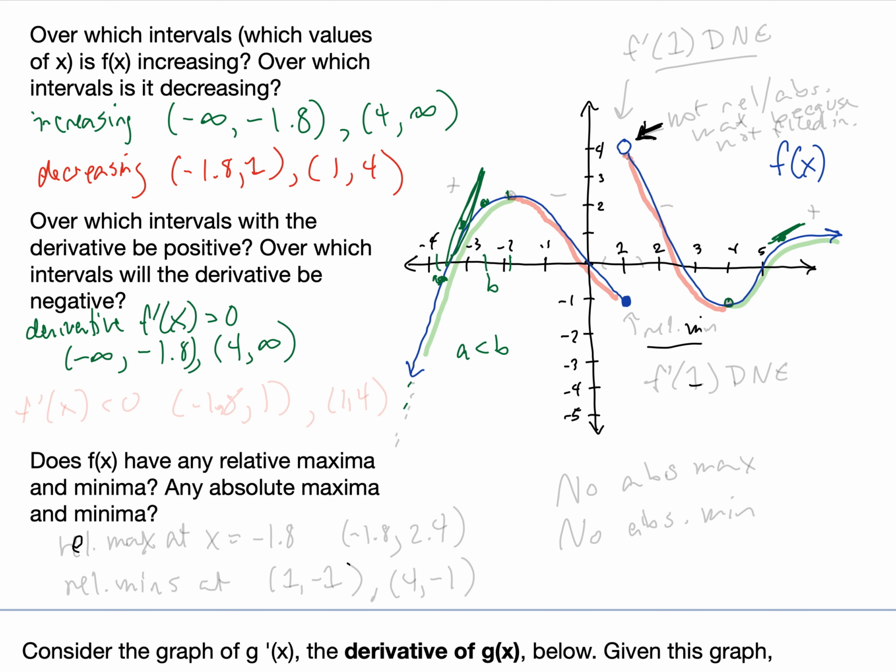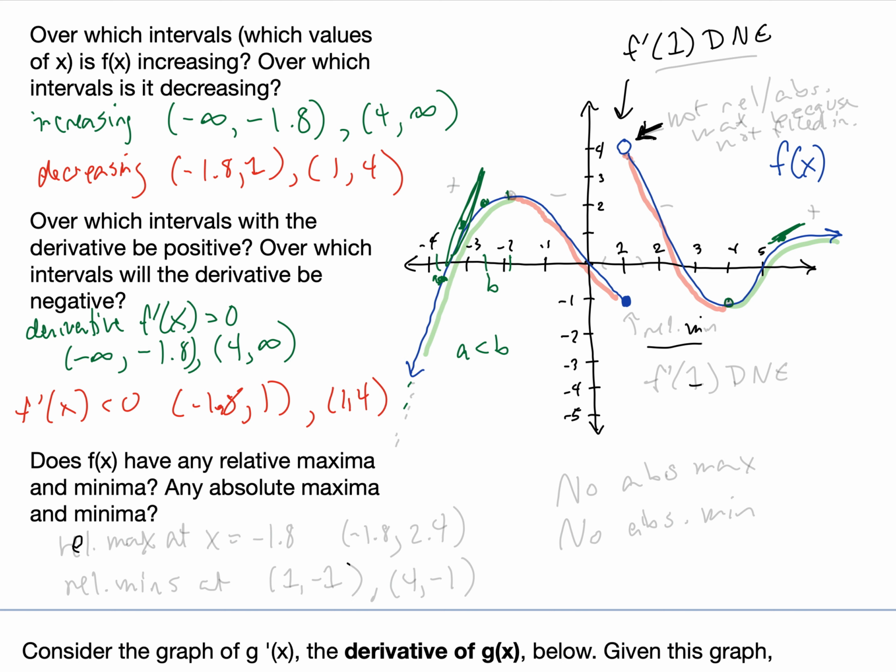And similarly, we've got a negative derivative, f prime of x less than 0, over the intervals we already specified, from negative 1.8 up to 1 and from 1 to 4. And notice that at this point, f prime of 1 does not exist because the function is not continuous at that point, and that means the derivative does not exist at that point.